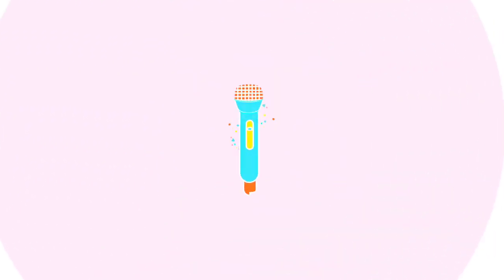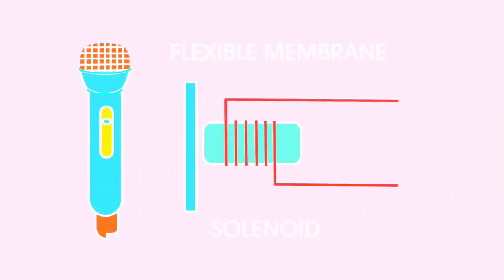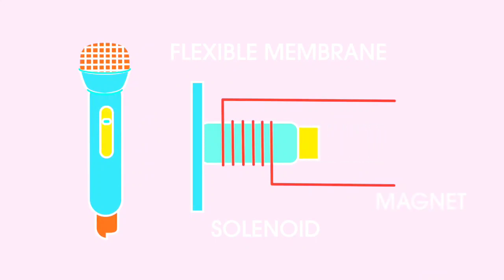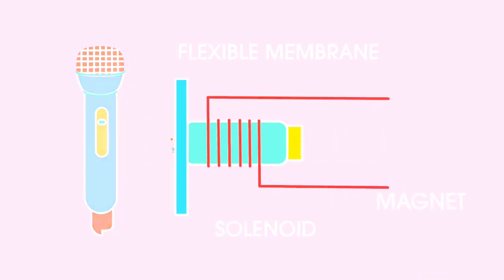Now let's look at a simple microphone. A flexible membrane is attached to a solenoid, which slips over a cylindrical permanent magnet. When assembled, it looks like this. Some of you might be thinking, this looks a bit like a loudspeaker, and you would be correct.